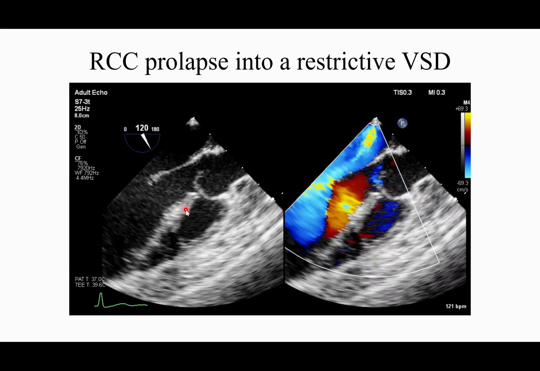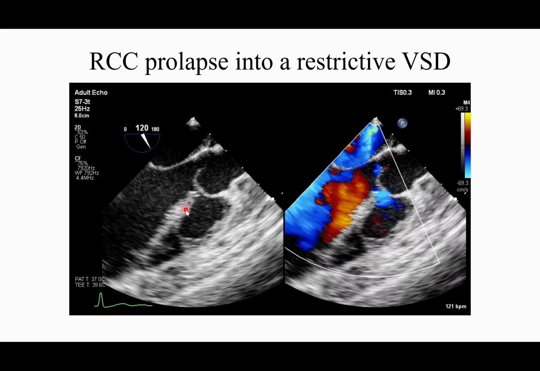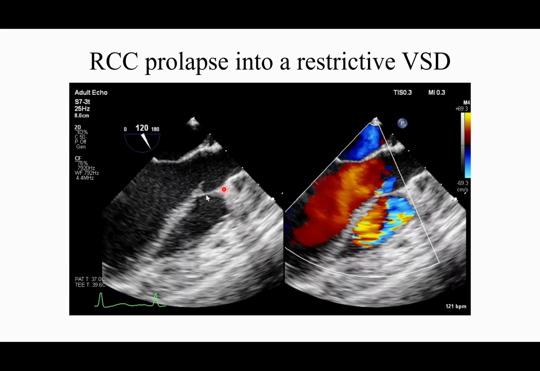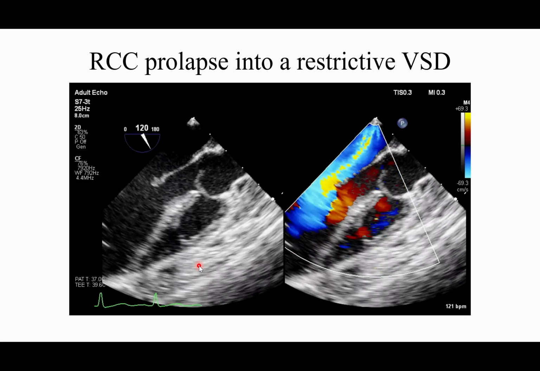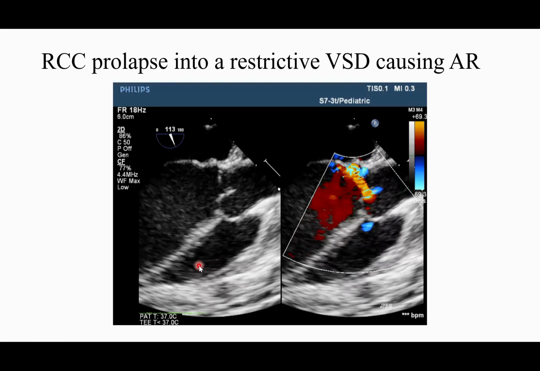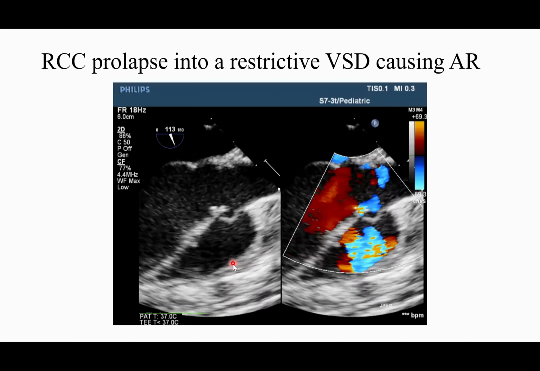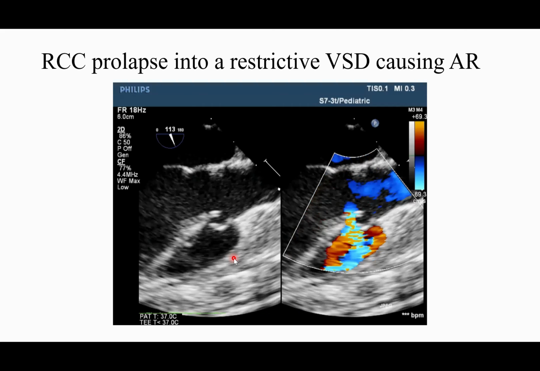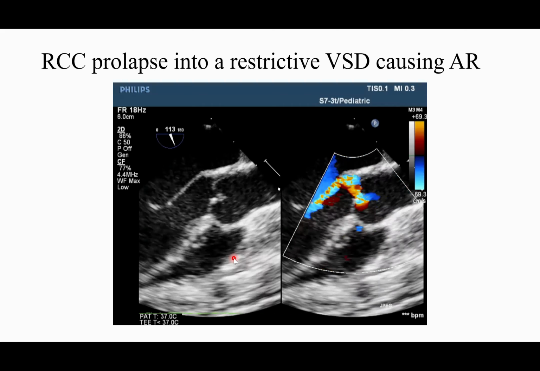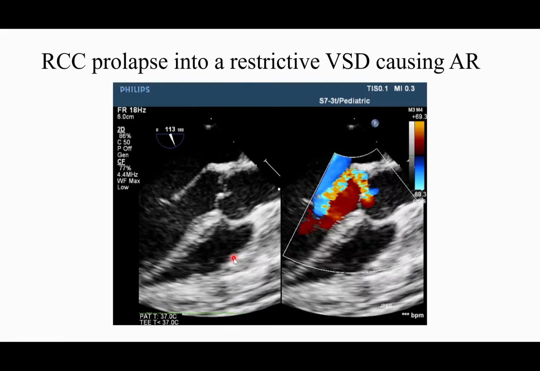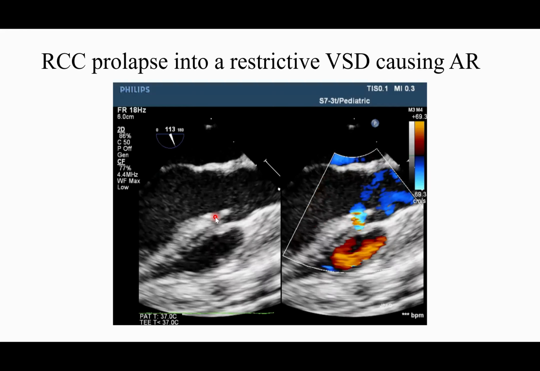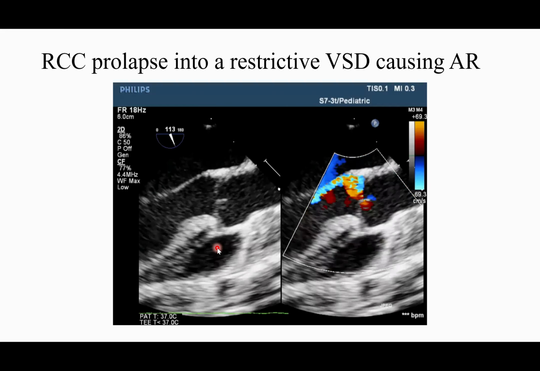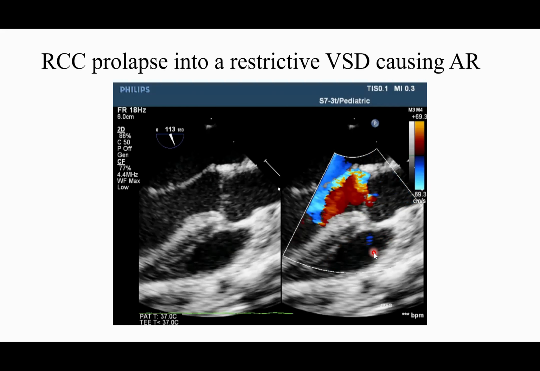This is a right coronary cusp prolapse. It can clearly be seen here. And this is with an aortic regurg, which is a problem. It complicates the operation. And you can see that the original size of the VSD is this, but the actual size that the blood passes through is very narrow from the prolapse.